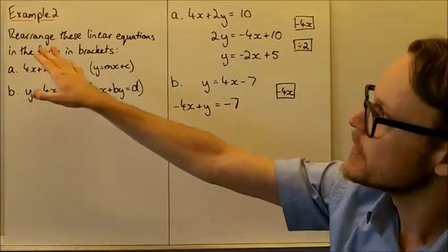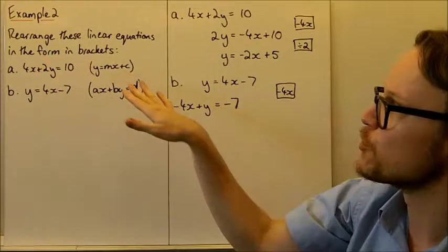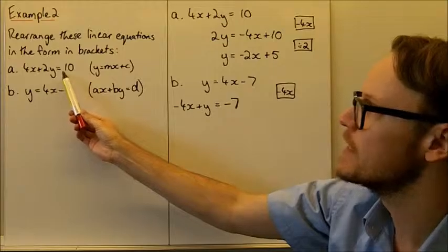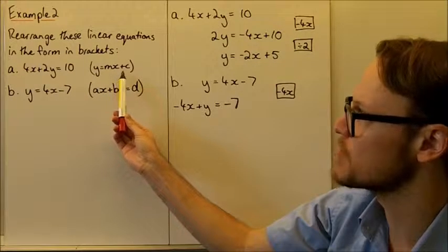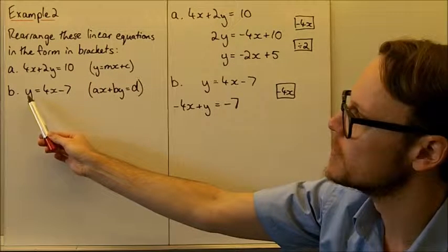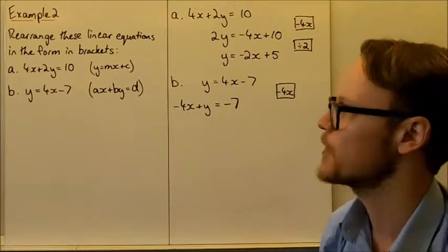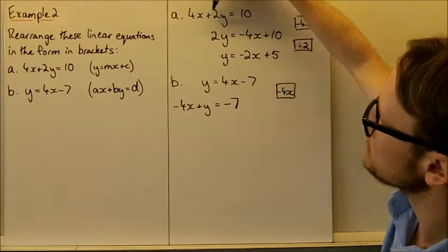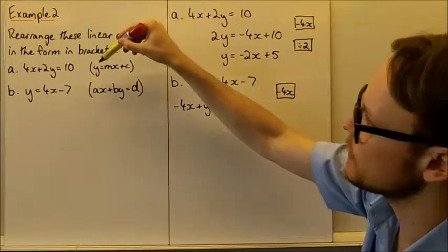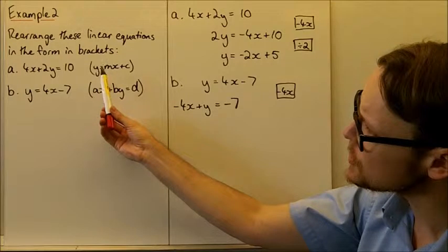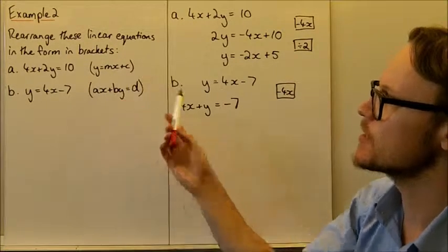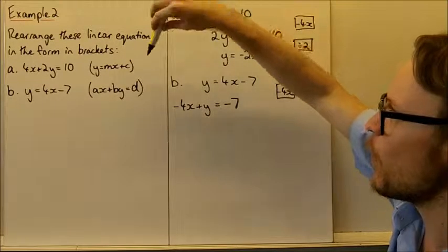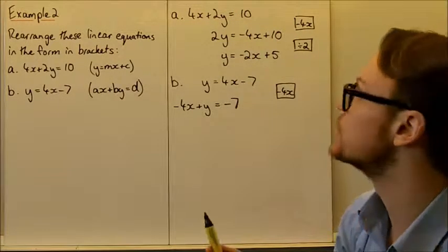Last example, rearrange these linear equations in the form in brackets. So we've been given here the form ax plus by equals d, and we need to rearrange as y equals mx plus c, and this is in the form y equals mx plus c, and we need to convert it back to ax plus by equals d. So for our first one, 4x plus 2y equals 10, we need to get that looking like y equals mx plus c. My aim is essentially to remove everything from the side that has y on it, so I just get y by itself with no coefficients.